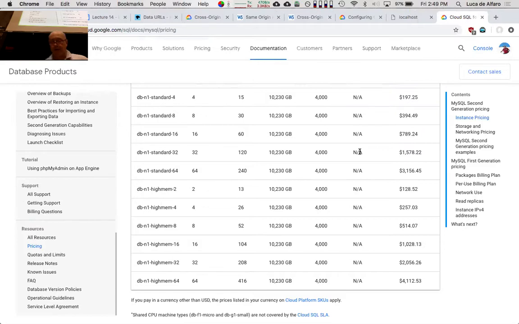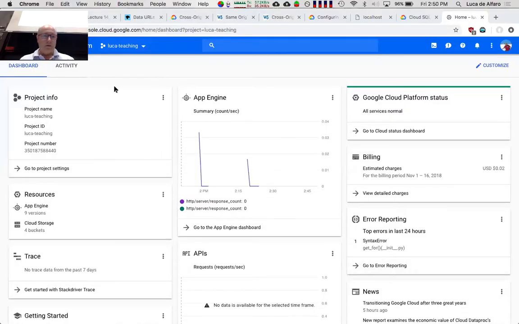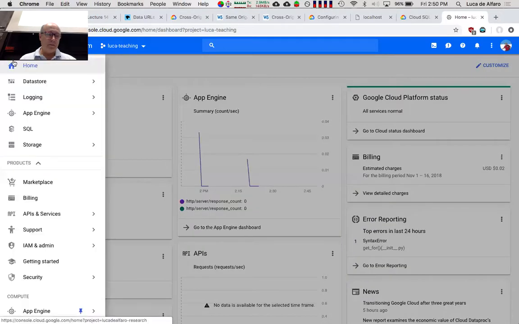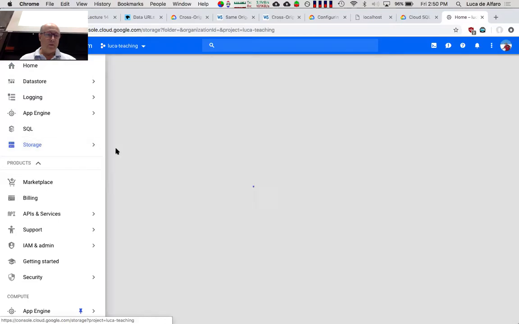Let me actually pause the recording and show you a moment. How do I pause the recording? Yeah. So okay. And so in Look at Teaching, there is a storage, and I can go to the storage browser.